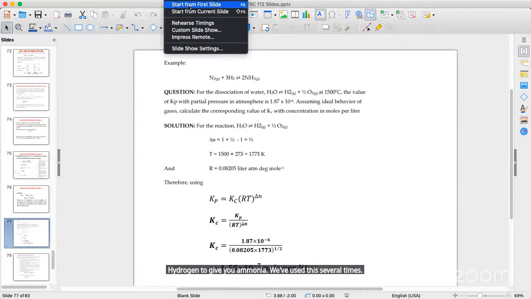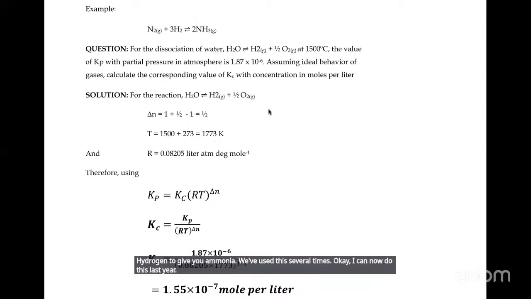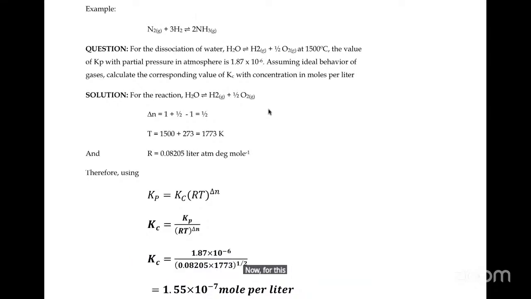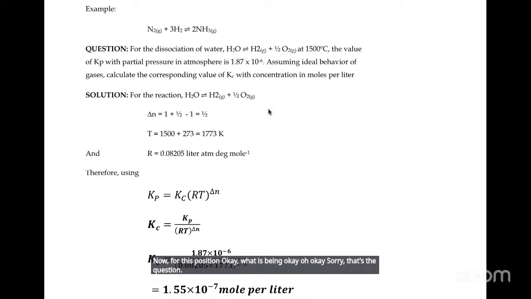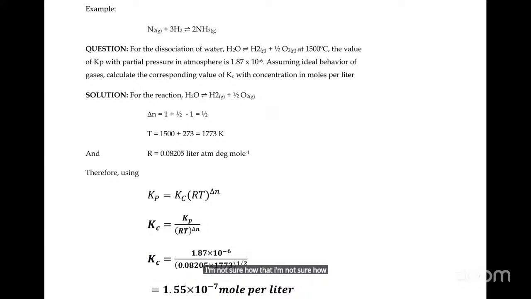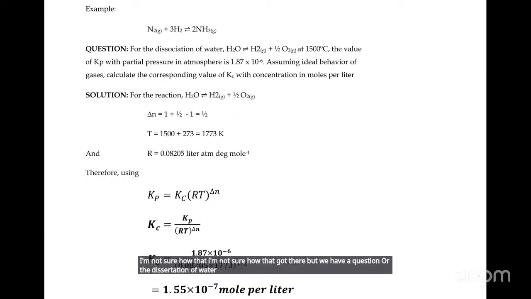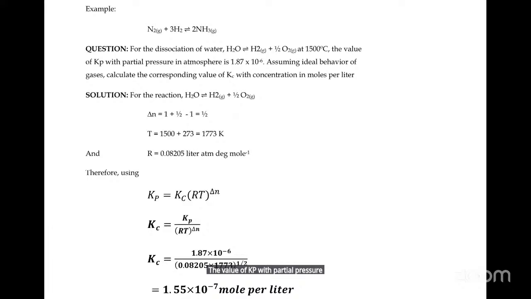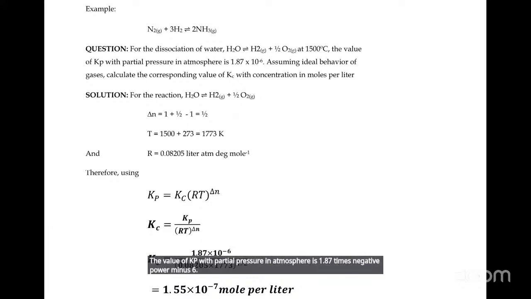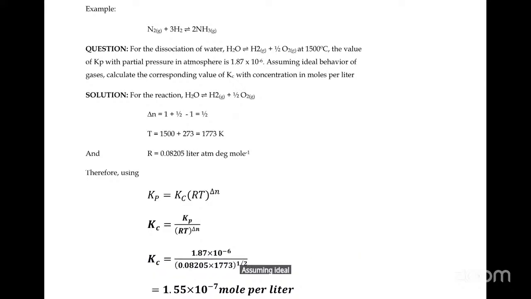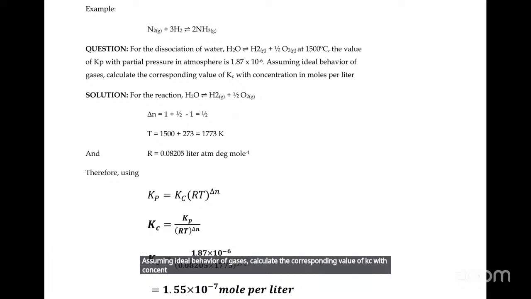Now, for dissociation of... okay, what is going on? Oh, okay. Sorry, that's the question. I'm not sure how that got there, but we have a question for dissociation of water: H2O to give you H2 plus half O2 at 1,500 degrees Celsius. The value of Kp with partial pressure in atmosphere is 1.87 times 10 raised to power minus 6. Assuming ideal behavior of gases, calculate the corresponding value of Kc with concentration in mole per liter.